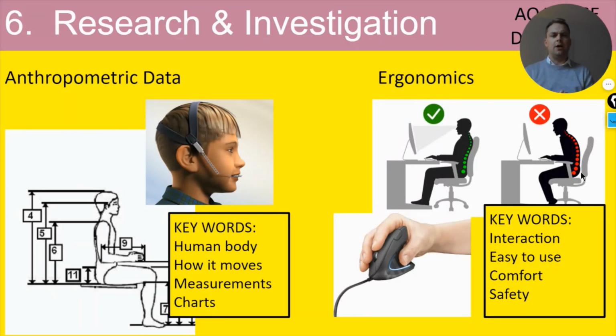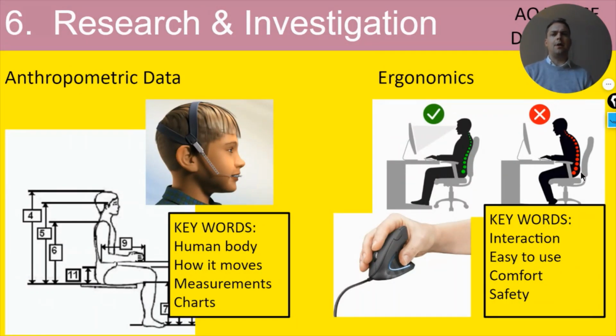Now, on the flip side, you've got ergonomics. And ergonomics is all about how your body interacts with things around it. So chairs, you can see a mouse there. You might have kitchen utensils. And it explores how easy they are to use. It explores the comfort of that object, and its safety.